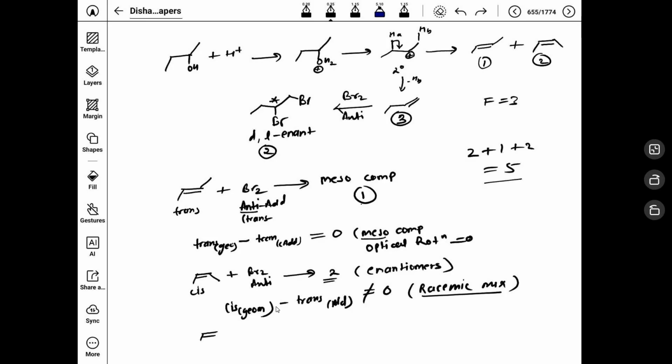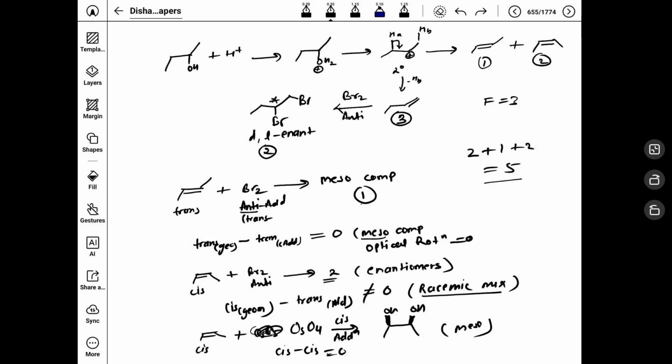If you have cis geometry and let's say you have osmium tetraoxide, we know that this is a cis addition reaction. So in this cis addition reaction, you will have dihydroxylation, and cis minus cis is equal to 0, so it will be a meso compound. So this way I easily remember whether it will be meso or racemic mixture. I hope this is clear to you.